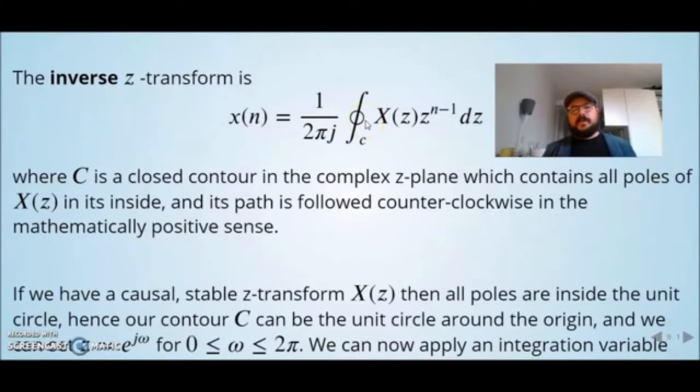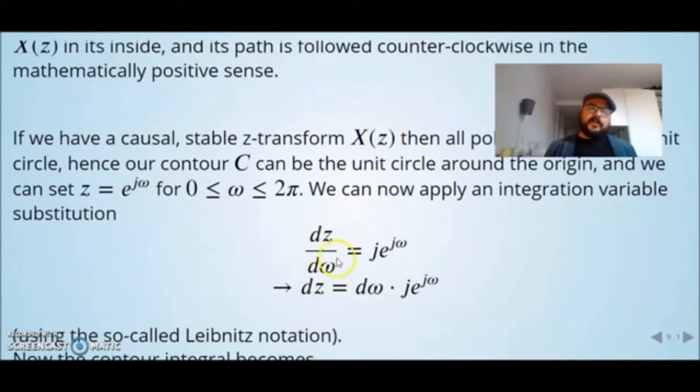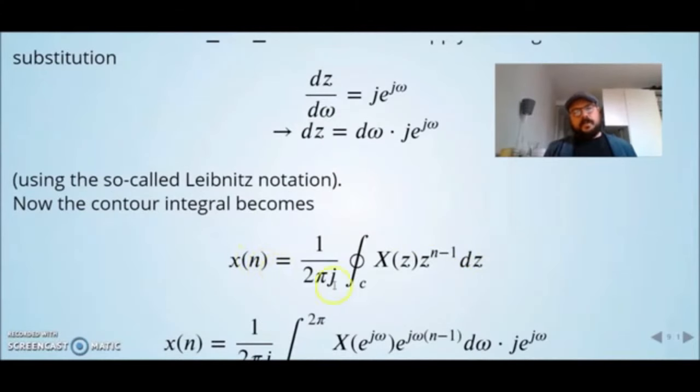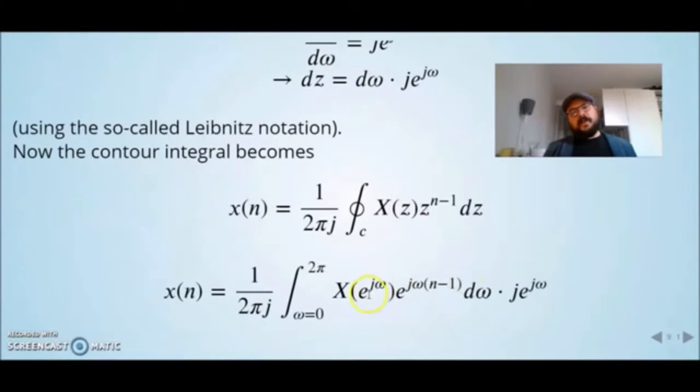But when we have a causal and stable Z-transform, where all the poles are inside the unit circle, our closed contour can become the unit circle around the origin, and we can set z to be equal to e to the power of j omega for omega between 0 and 2 pi. If we apply some variable substitution, we have that dz over d omega is equal to j times e to the power of j omega. In the inverse Z-transform equation, we can replace z by e to the power of j omega, dz we replace by this here, and the closed contour becomes the normal integral for omega going from 0 to 2 pi.